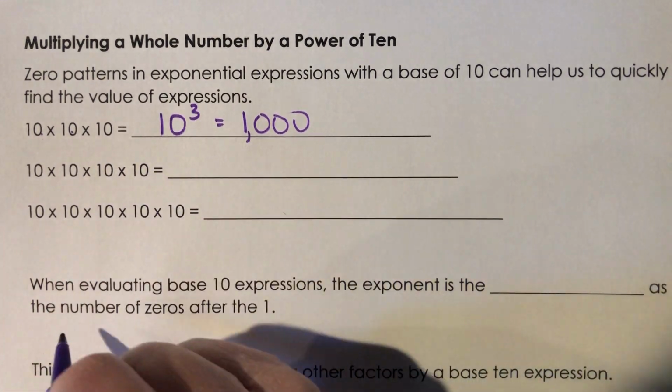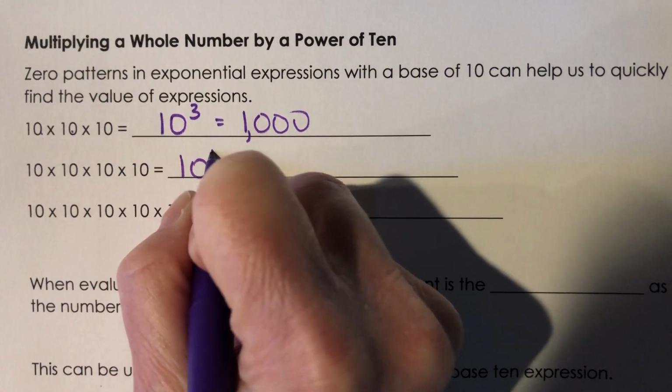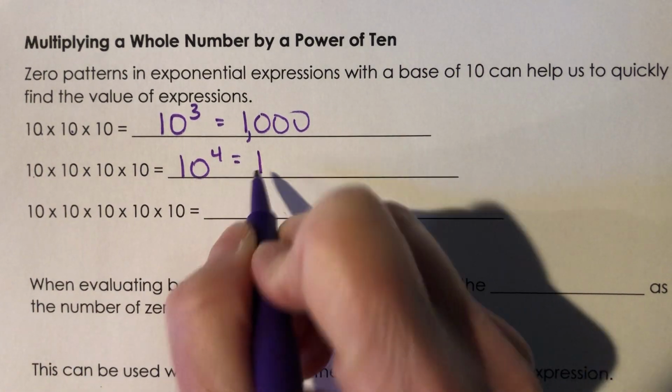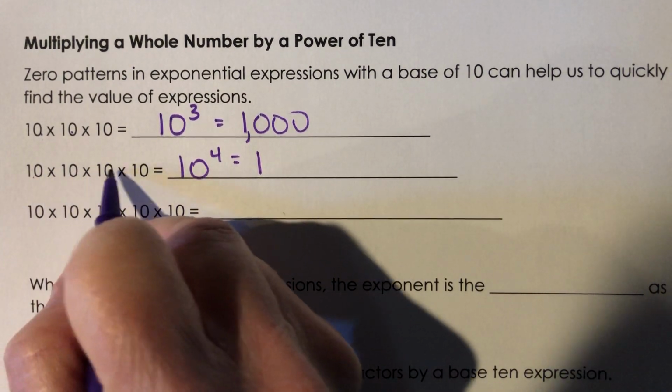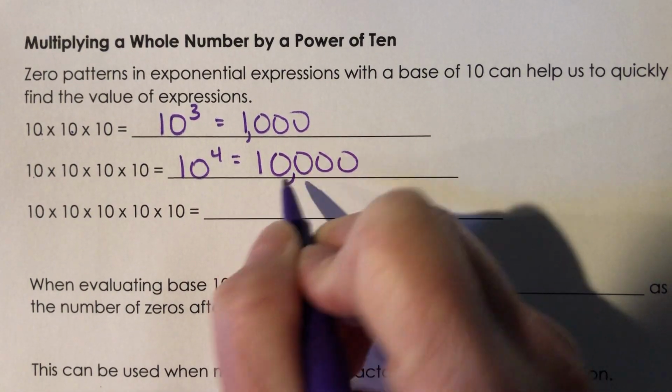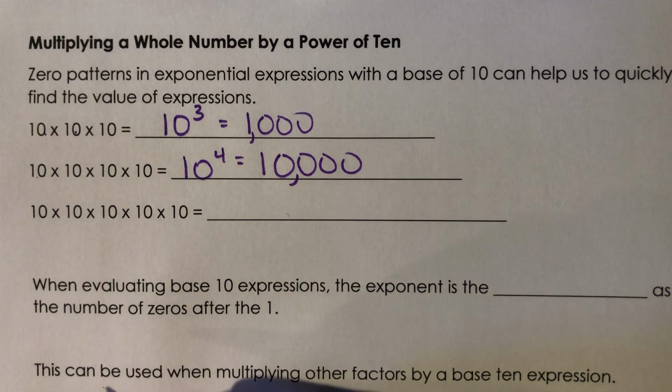If you have 4 10s that are being multiplied, that would be 10 to the 4th power. And 1 times 1 times 1 times 1 is 1. And there are 1, 2, 3, 4 zeros. And I'm going to put in my comma. So 10 to the 4th power is 10,000.